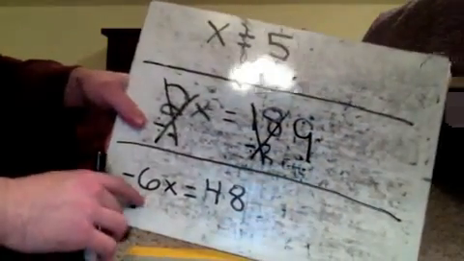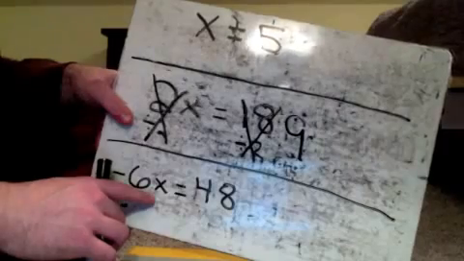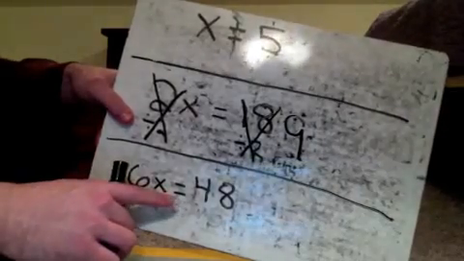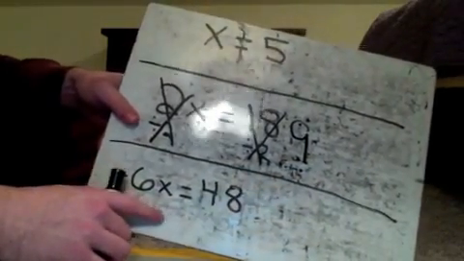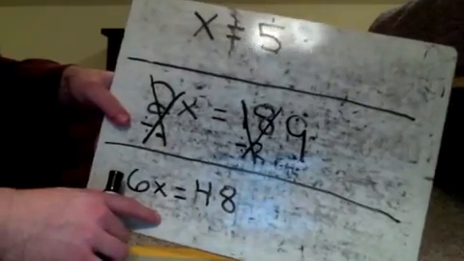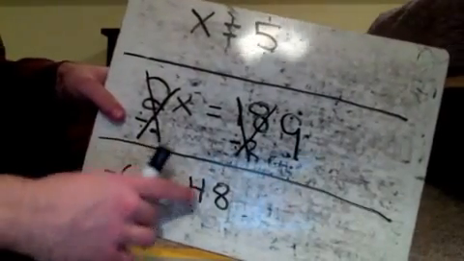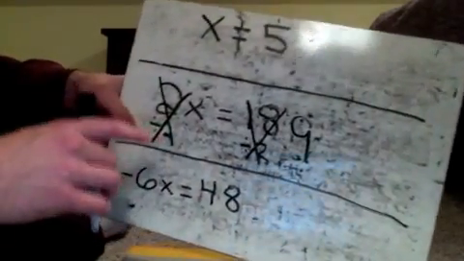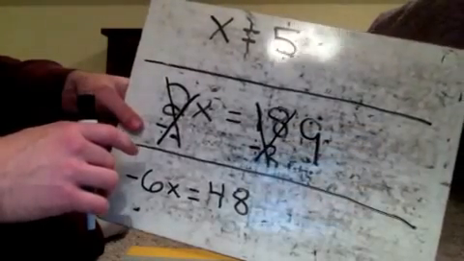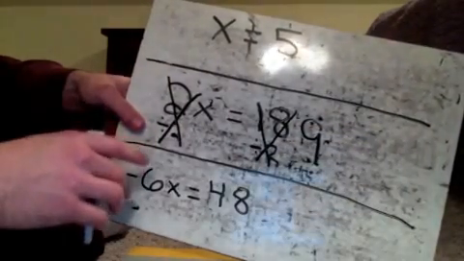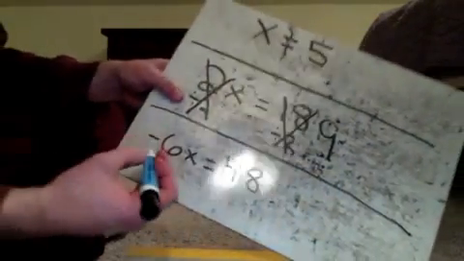Down here, it's the same thing. We've got minus 6 times x equals 48. Now, I can look at this, and I know that our solution is going to be negative 8. Negative 6 times negative 8 is positive 48. But if you don't know, we're going to do our canceling out. And canceling out involves doing the opposite.